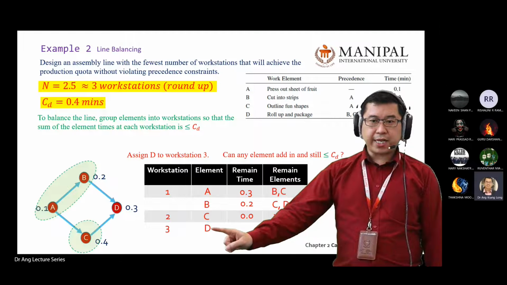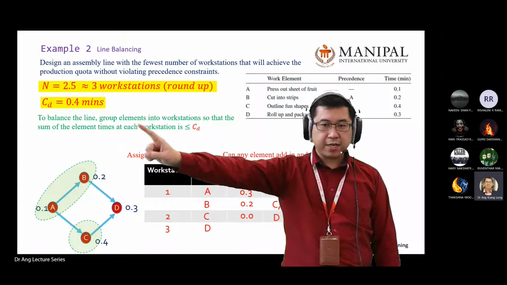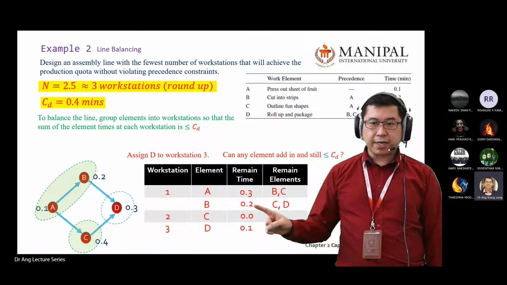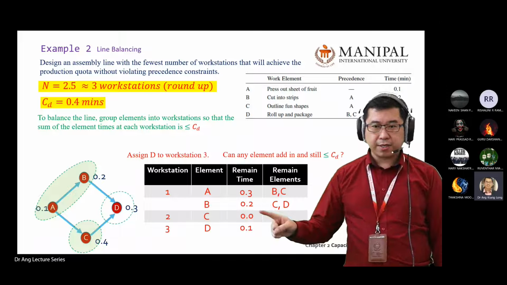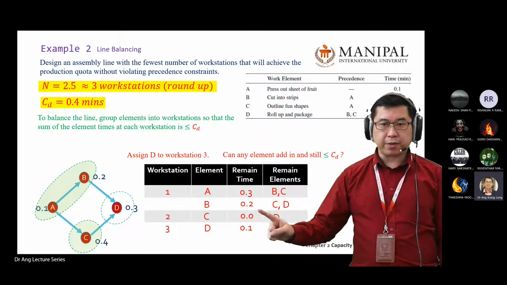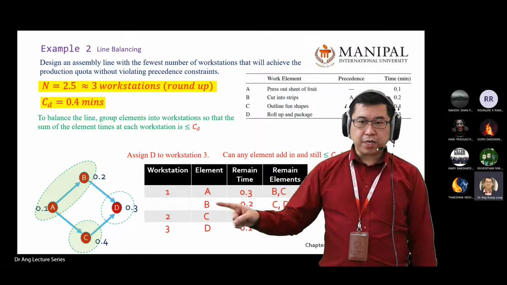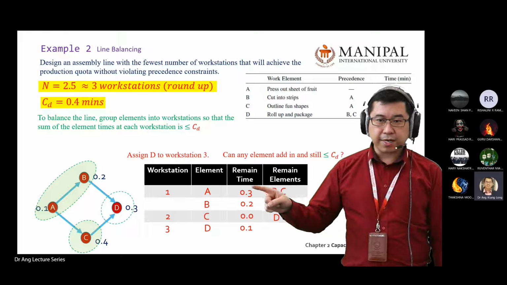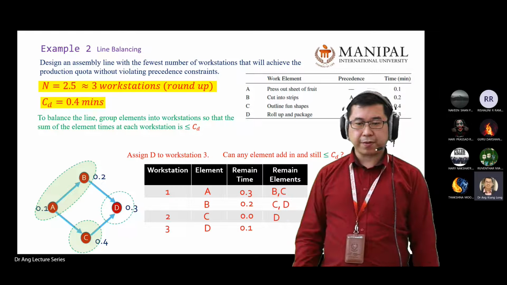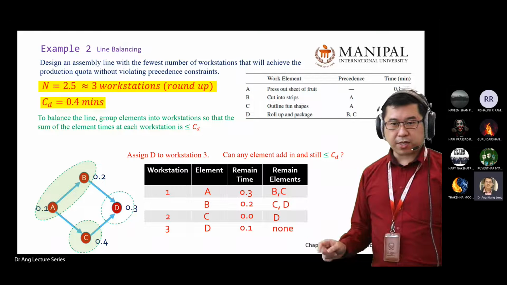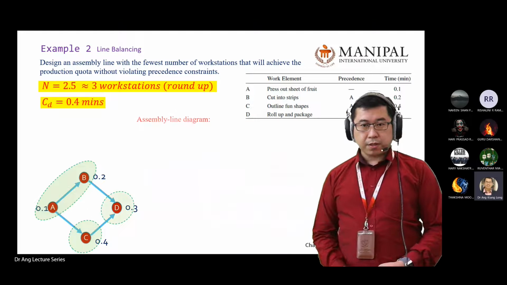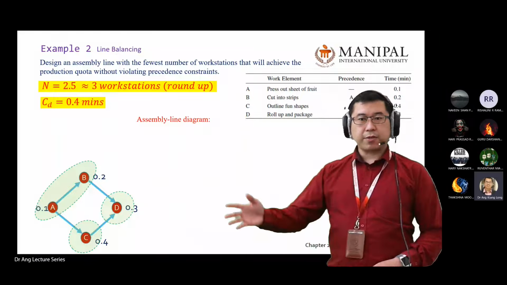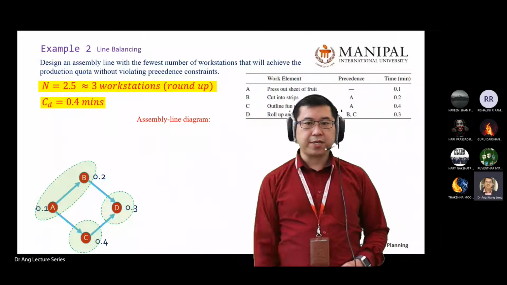When you put D there, the maximum time to spend is 0.4. You put process D there, and the balance will be 0.1. Again, there's a typo error in this column. This one is wrong, not 0.2 but 0.1, because the remaining time is 0.4 minus 0.3, you get 0.1. Okay, so this will be the last workstation. You have 3 workstations there. Make sure you know how to line up your process.